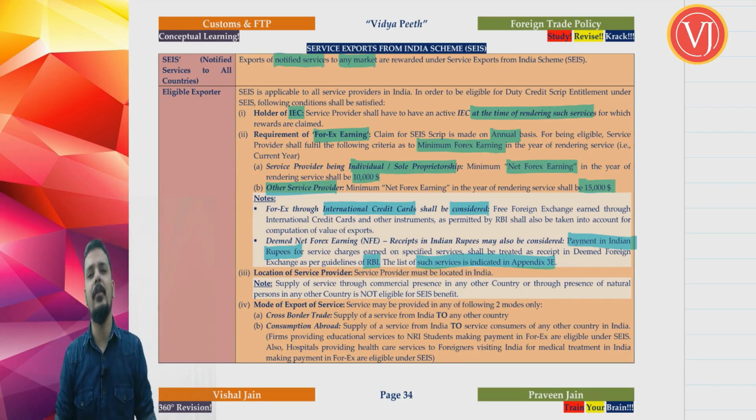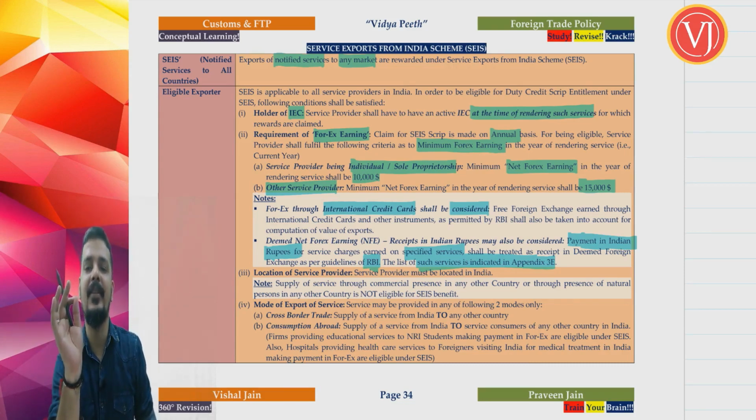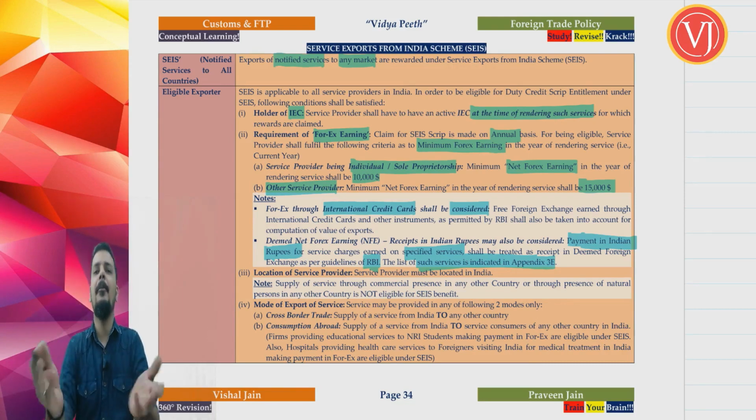That will give the list of notified services, specified services, for which you can get Indian rupees, and that will be treated as receipt in convertible foreign currency. So Indian rupees is allowed in a very rare case, for notified services only. That is a very special case. Normally you should get convertible foreign currency. Exceptionally, for specified services specified in Appendix 3E, you can get Indian rupees. And payment through international credit card will be allowed.